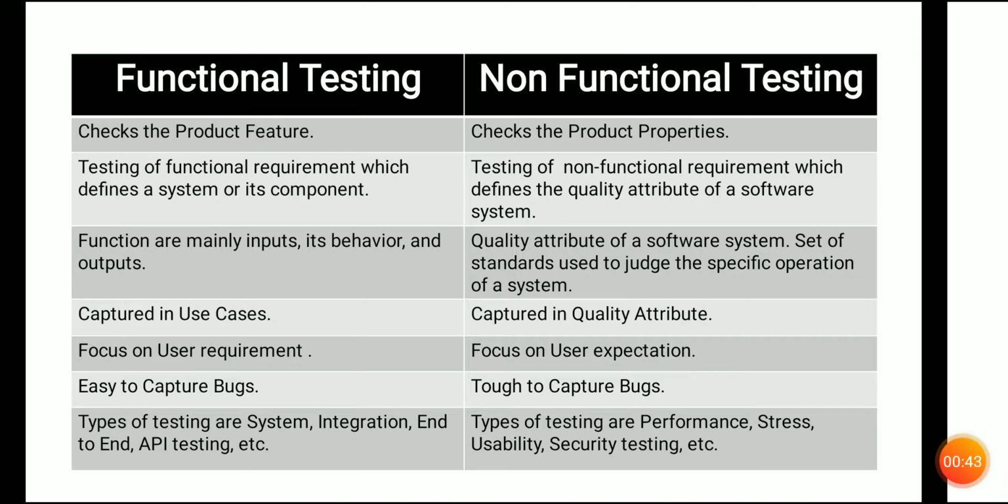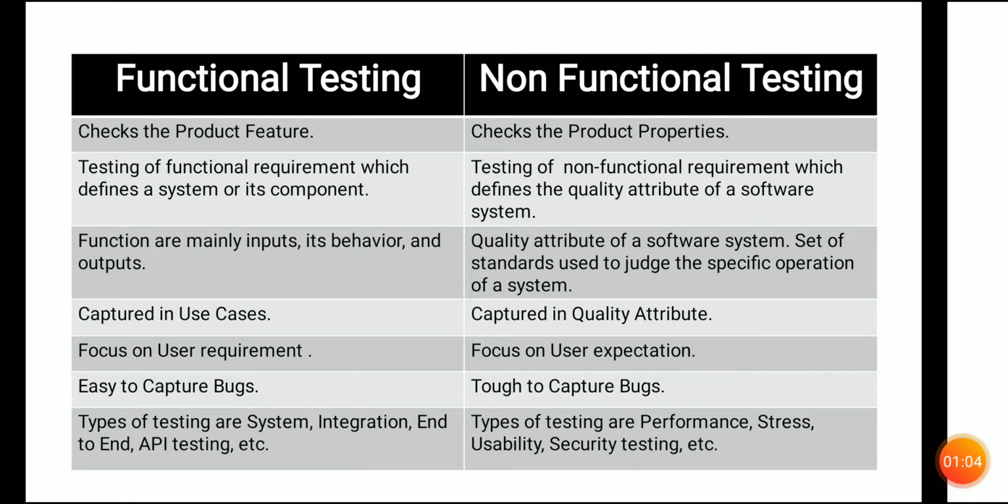Functional testing basically checks product features. Non-functional testing basically checks product properties. Testing of functional requirements, which define a system or its components, is there in functional testing, whereas non-functional requirements are covered in non-functional testing, which defines quality attributes of a software system.